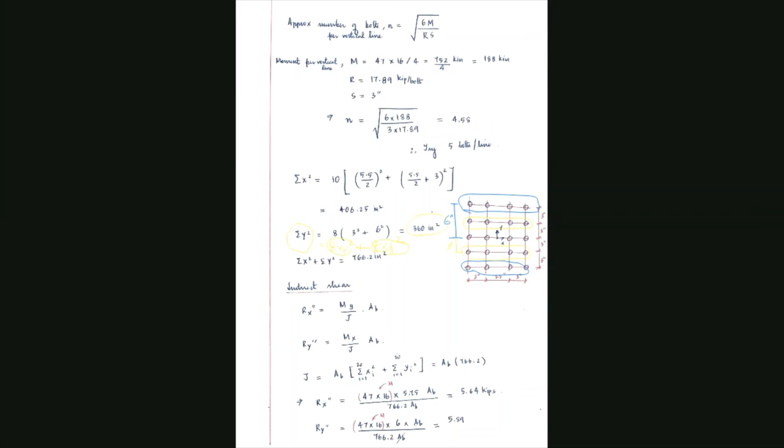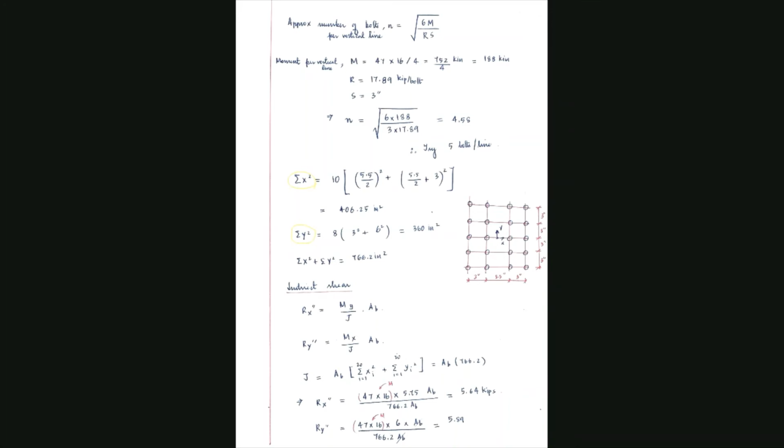Doctor, the 3, I didn't get it, from where is the 3? Okay, I'll make it clear. I'll start from the beginning. Now there are 2 terms that need to be found: sigma x square and sigma y square. This is the sum of squares of the distances of the bolts.